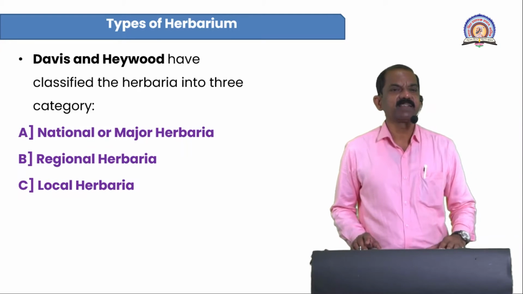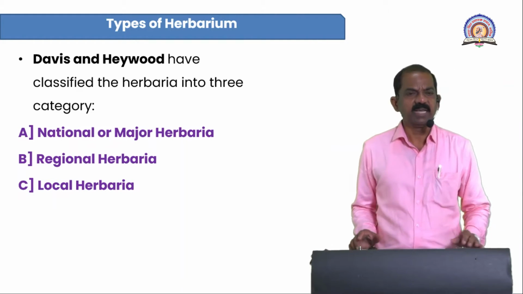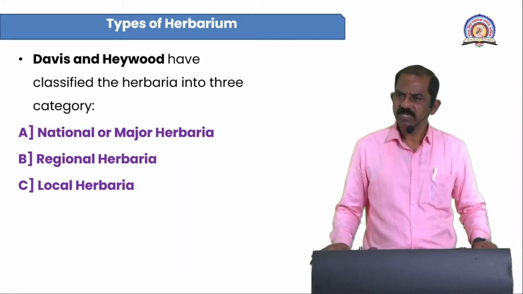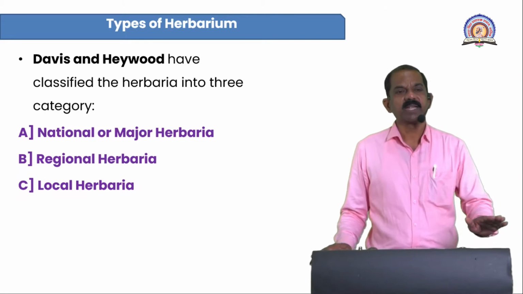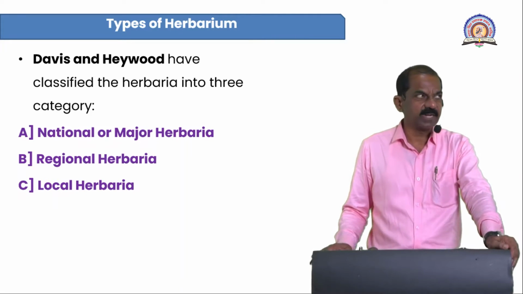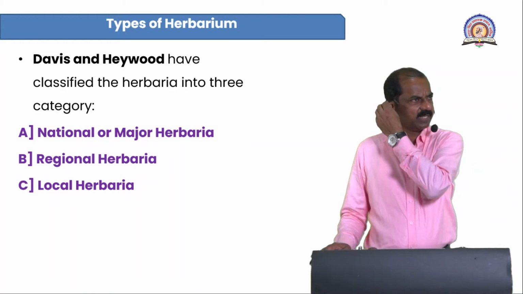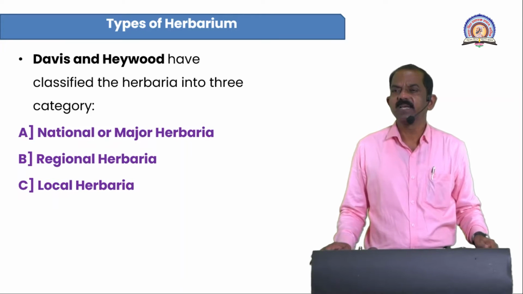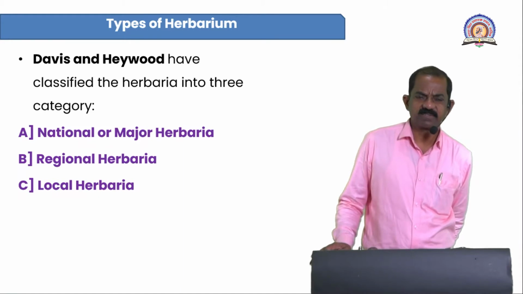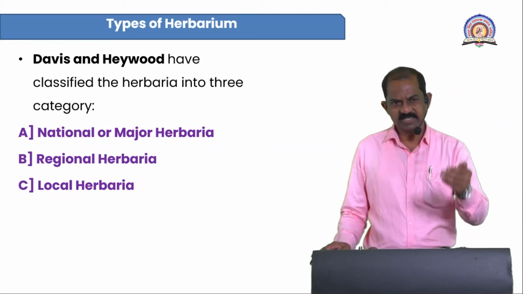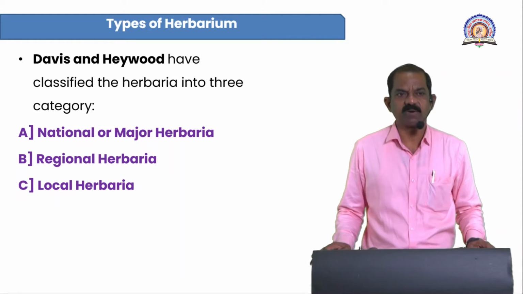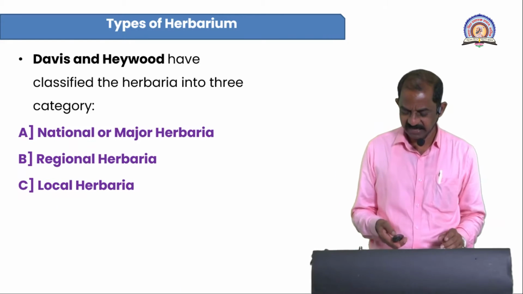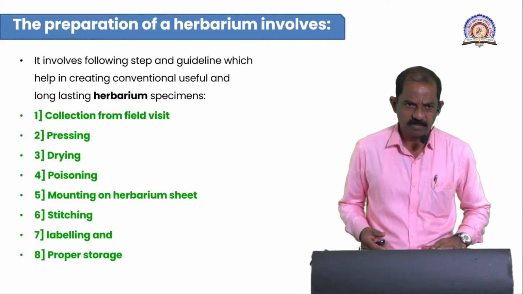Next point is the types of herbarium. Davis and Haywood have classified the herbarium into three categories. The first one is the national or major herbaria. The second one is the regional herbaria. And the third one is the local herbaria. So the types of herbarium are national, regional, and local, and on the basis of that, the herbariums are prepared.